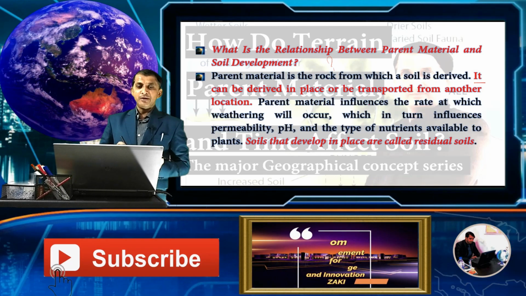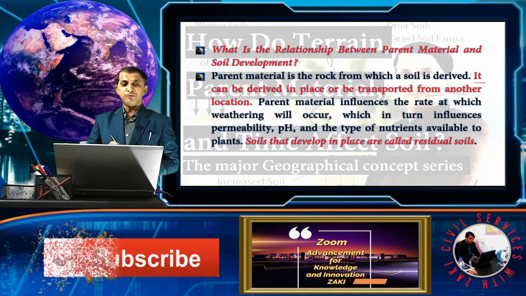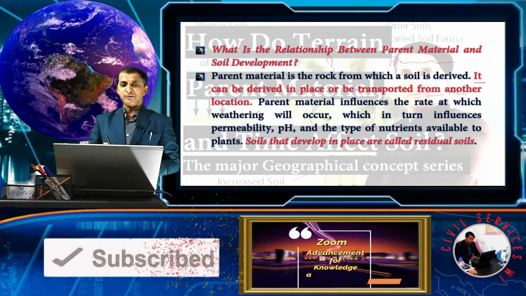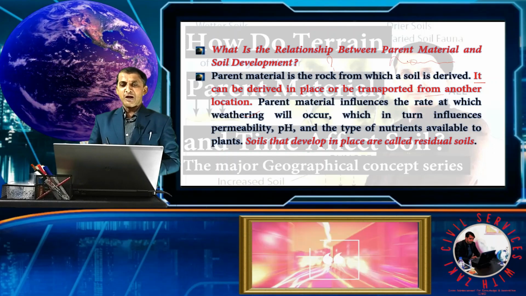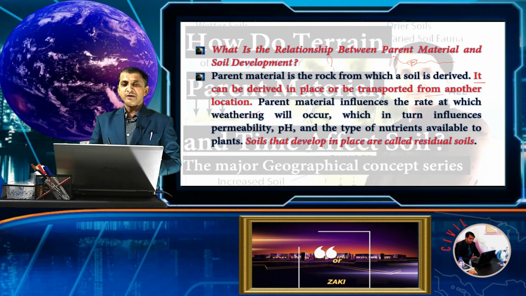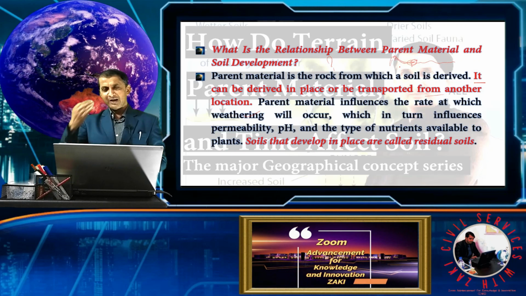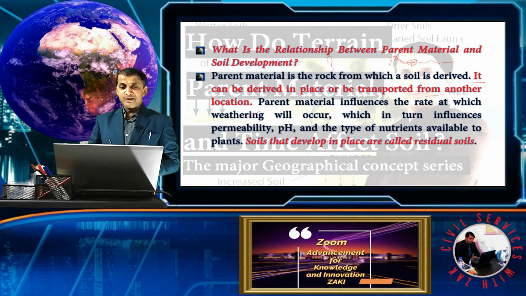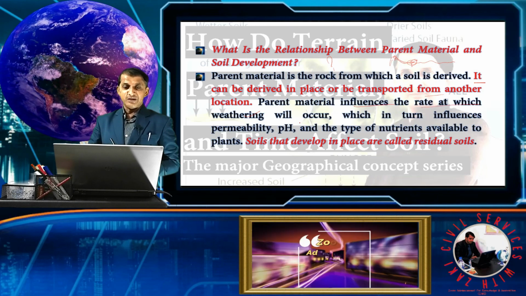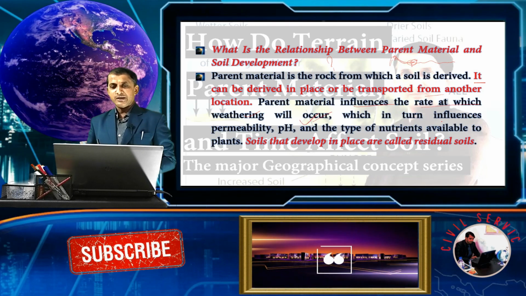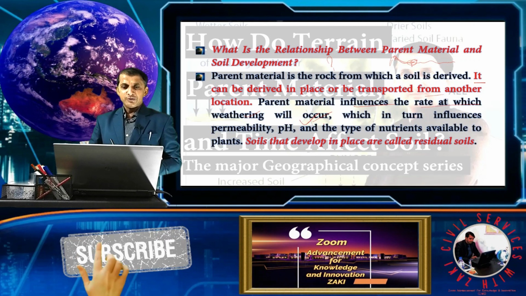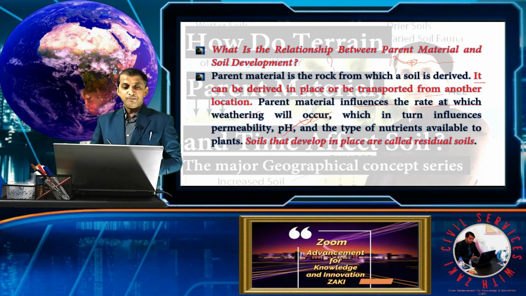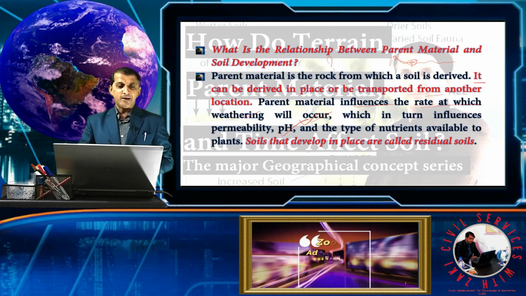It can be derived in place or transported from another location. Some soil formation is in place, and some soil formation is transported from the upper area to the lower area. Parent material influences the rate at which weathering will occur, which in turn influences permeability, pH, and the type of nutrients available in the parent.